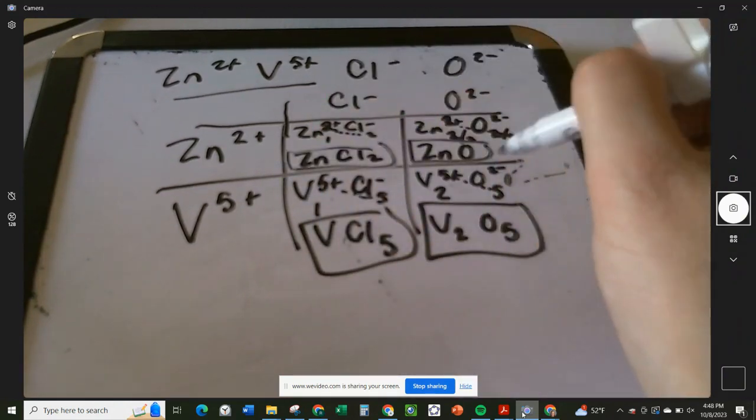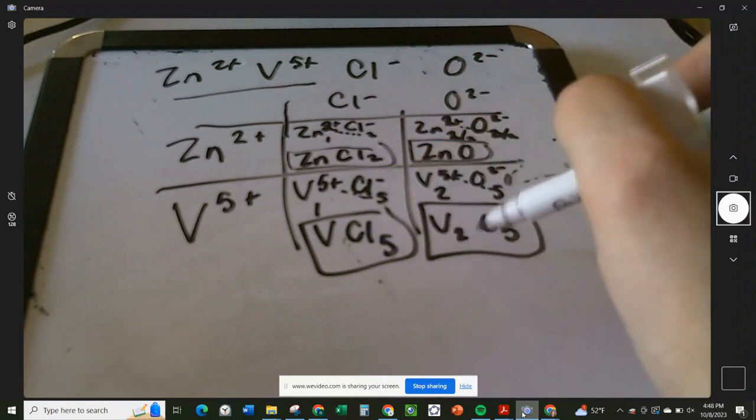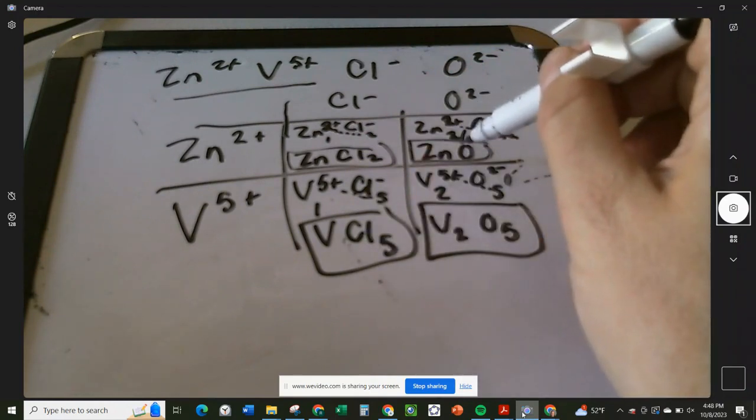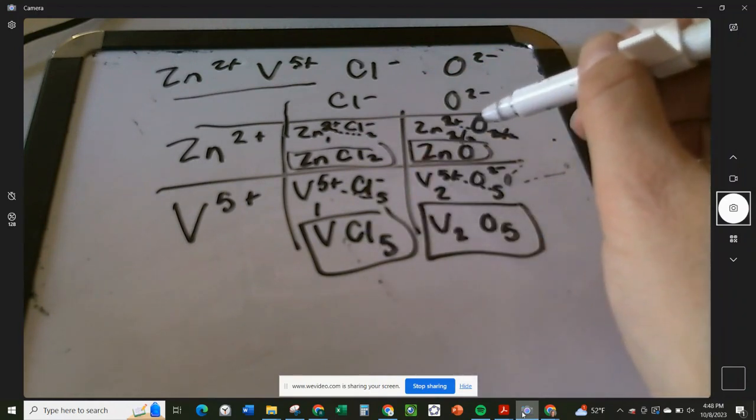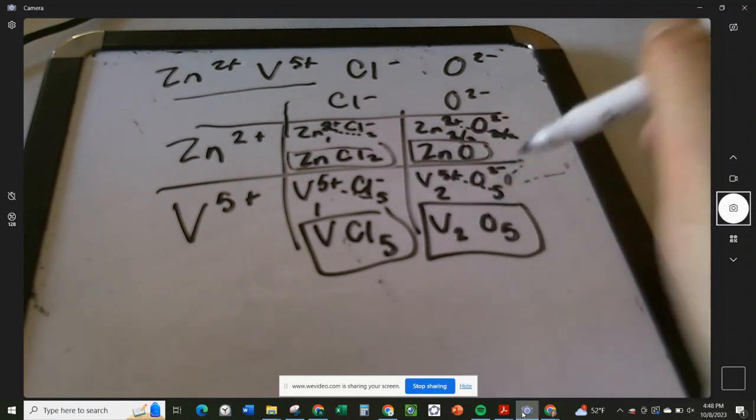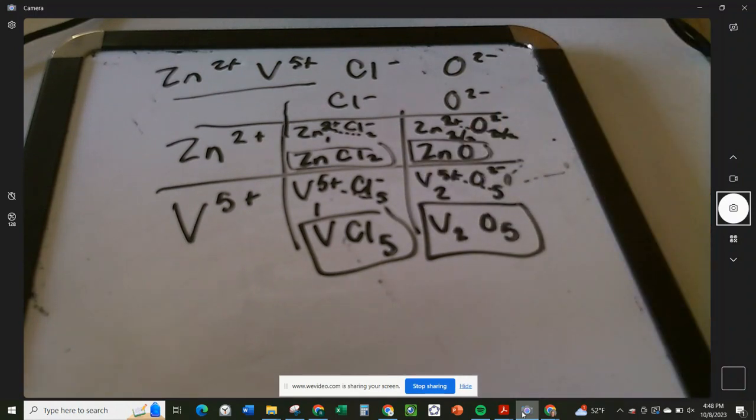The other thing that we want to check is, can we simplify any of these? Nope. We simplified this one already. We divided out the greatest common factor. So that's our answers. Okay, let's go ahead and check this one.